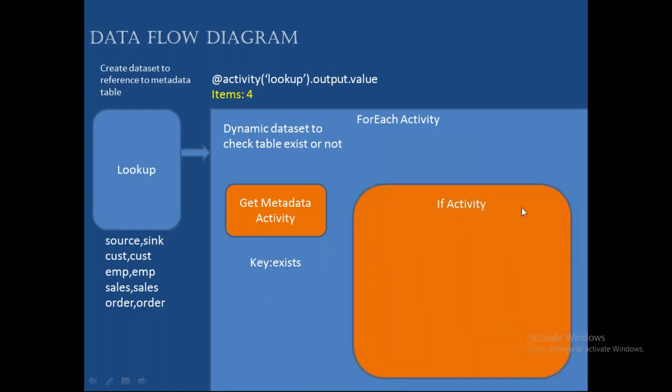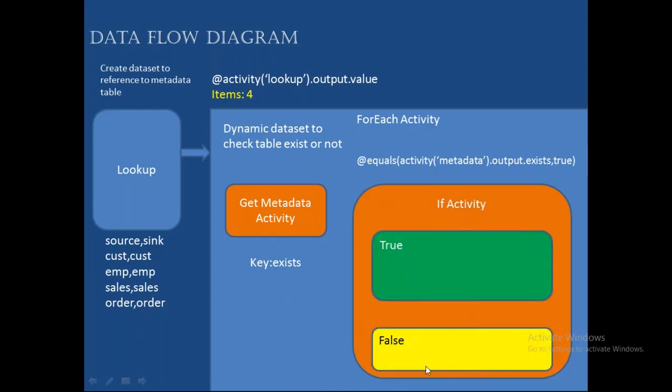Now this particular condition you are checking in the if activity: at the rate equals activity of metadata dot output dot exists, comma true. So if this exists parameter returned true, the overall if condition evaluates to true. If this exists parameter returned false, this if condition evaluates to false. Now you see you have a true and false. If this condition evaluates to true, then you will execute the true activities.